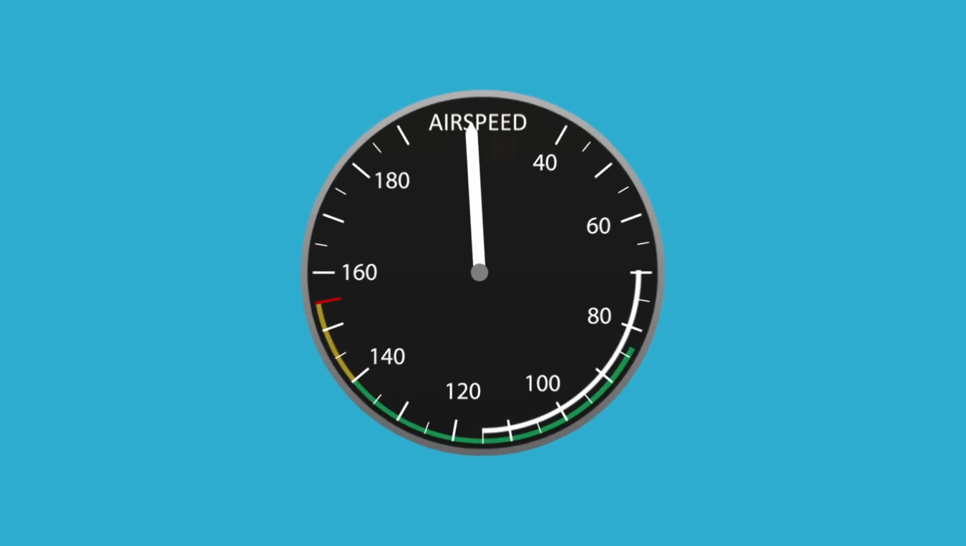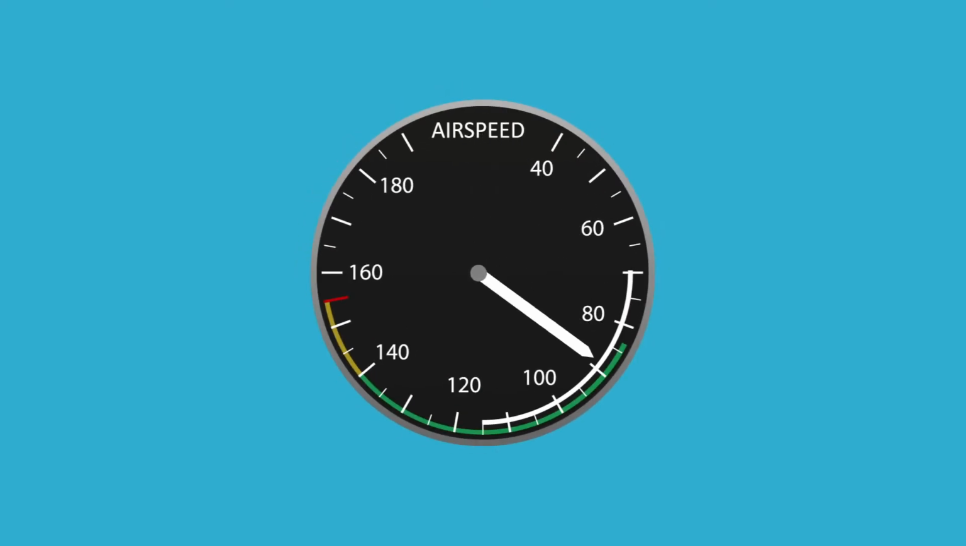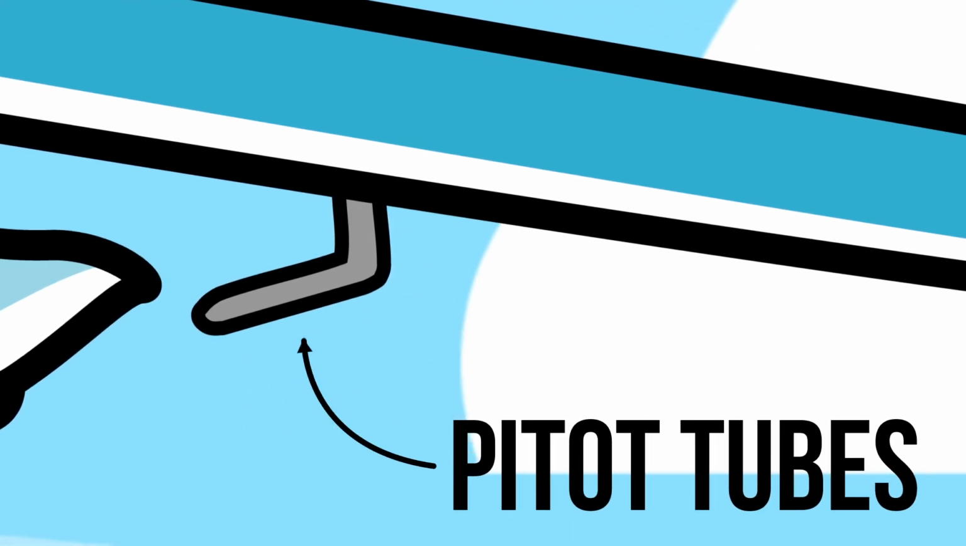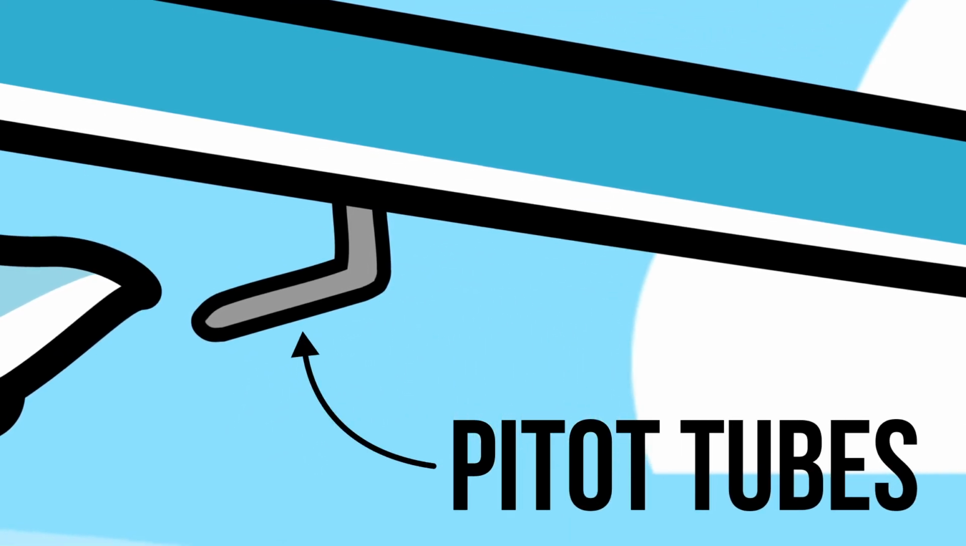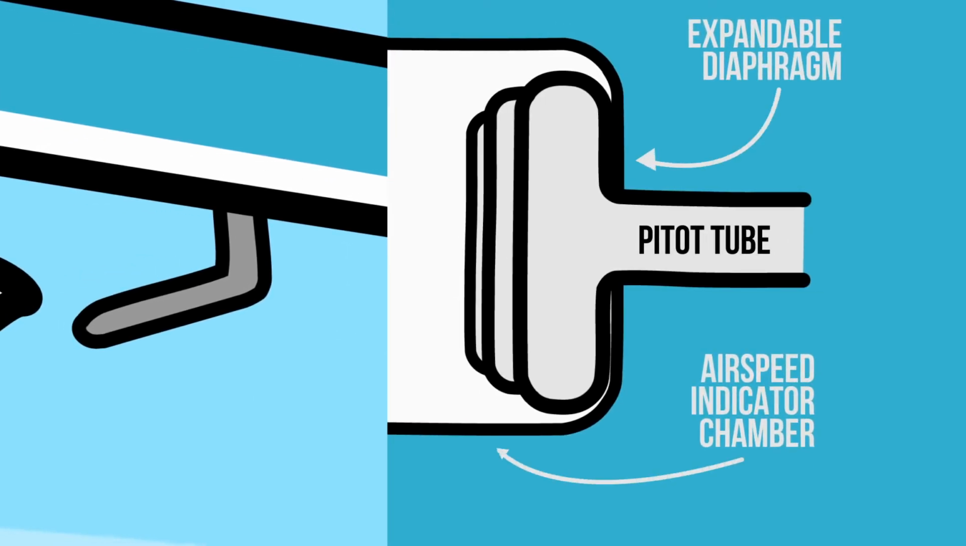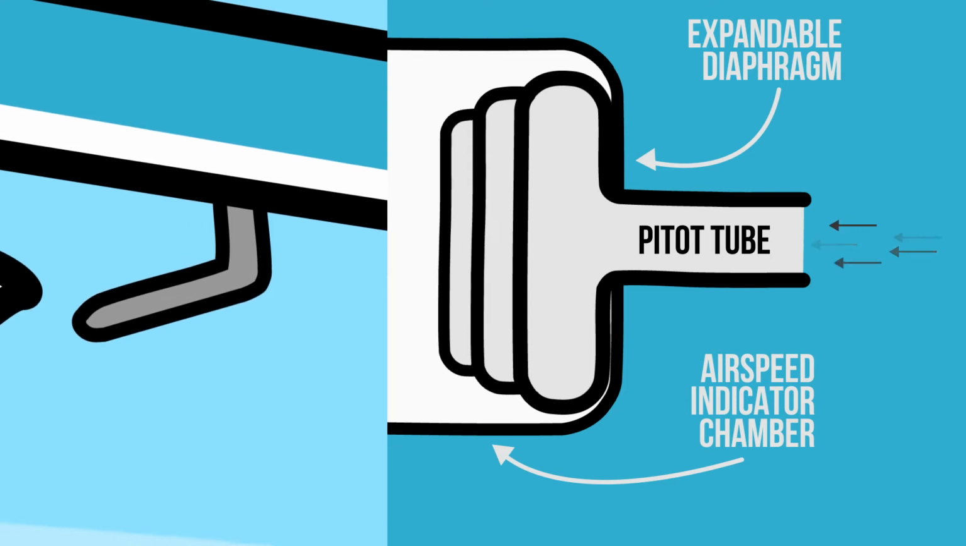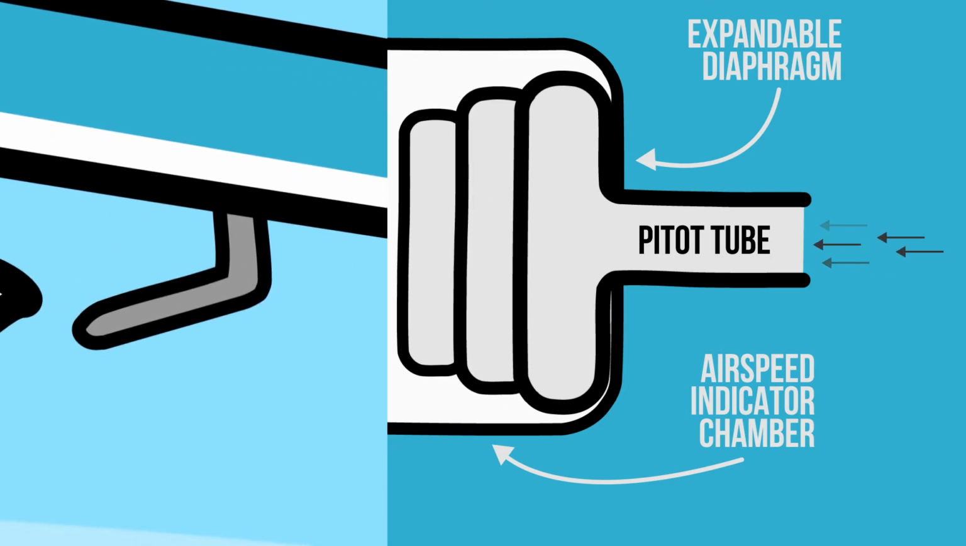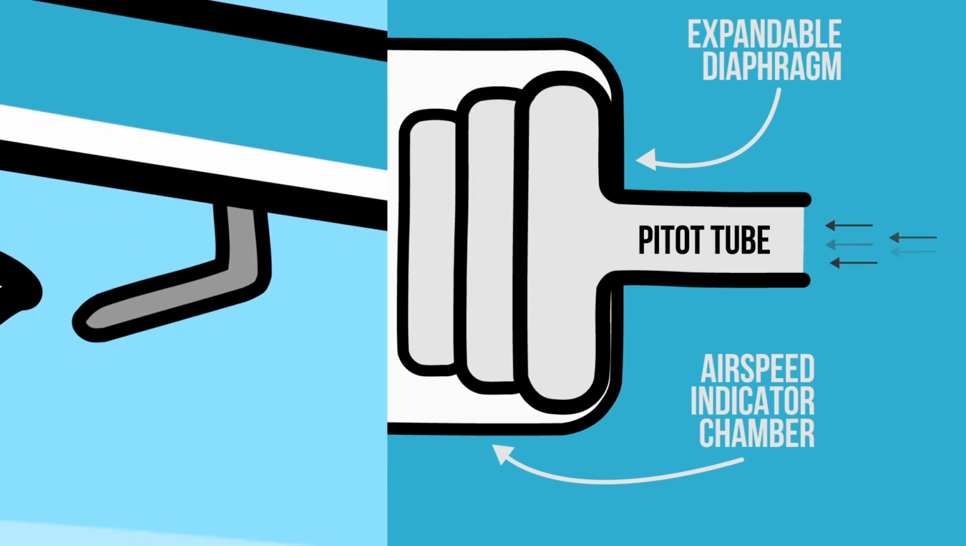Well, an airspeed indicator is hooked up to a system which measures the static and dynamic pressure and converts it into an airspeed that you can see on the control panel. Mounted on the fuselage or wing of a plane, you will find some funny looking tubes pointing in the direction of travel. These are called pitot tubes. These are hooked up to an expandable diaphragm inside a chamber, and as the airspeed increases, the pitot tube experiences an increase in pressure caused by the extra force of the air molecules.